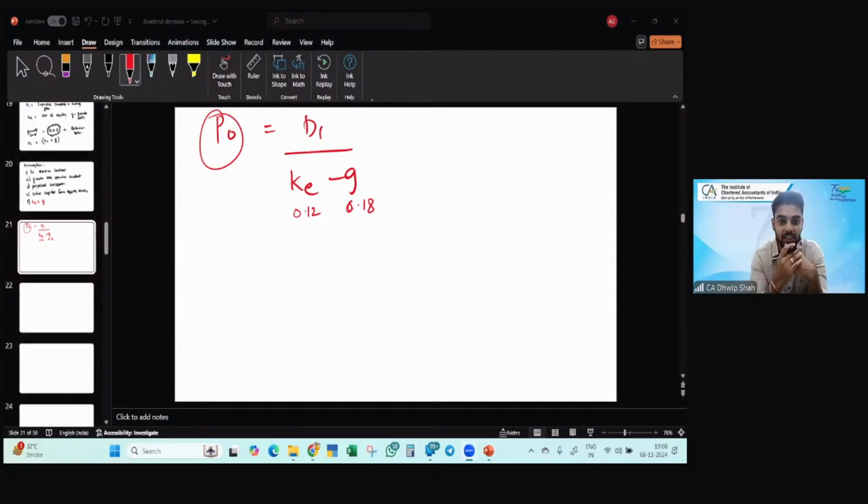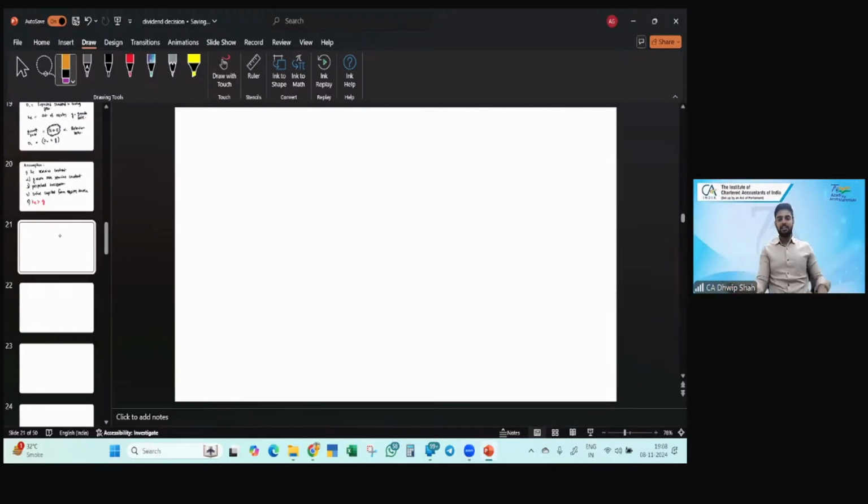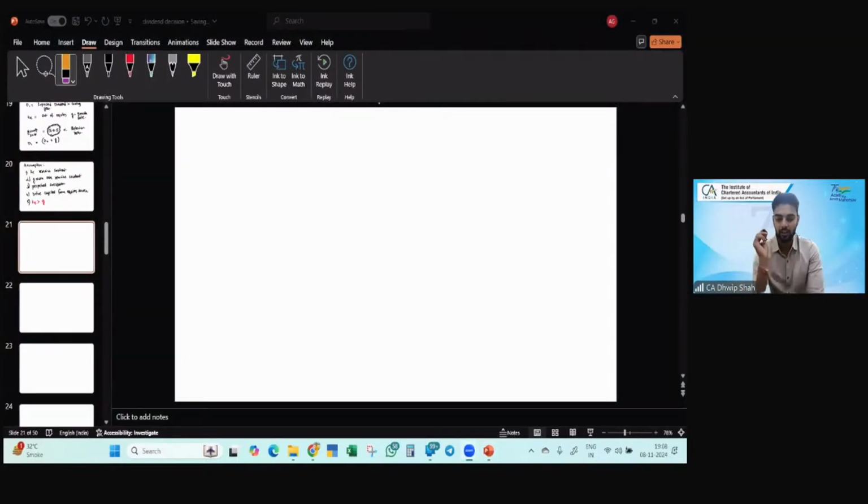If K is less than G, then the denominator will be negative. Denominator negative, then market price is negative. Market price negative means what? You are selling the shares and you are paying, not getting money. So that's why K should always be greater than G. Hope everyone understood these assumptions. And as I said, the inference of Gordon is similar to that of Walter only.